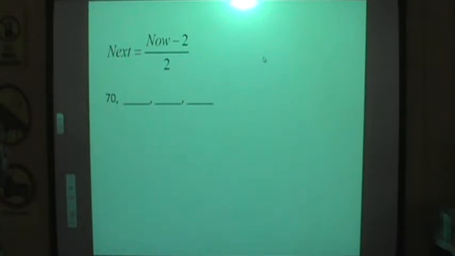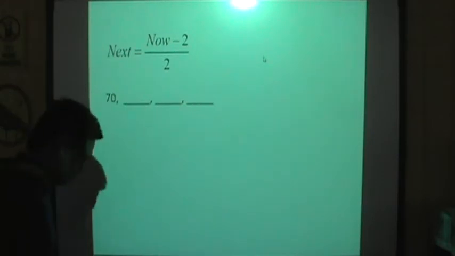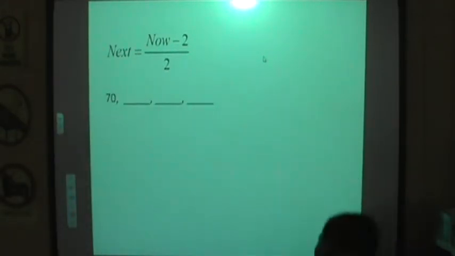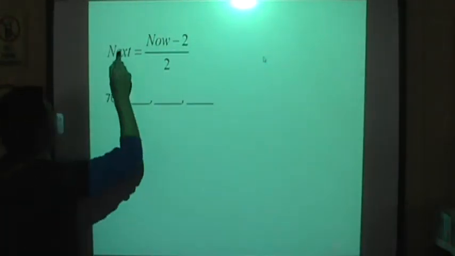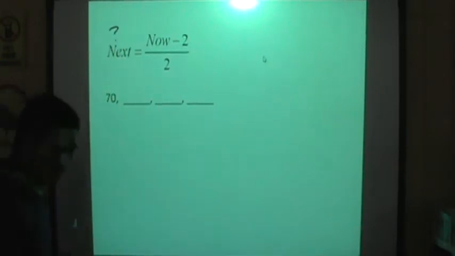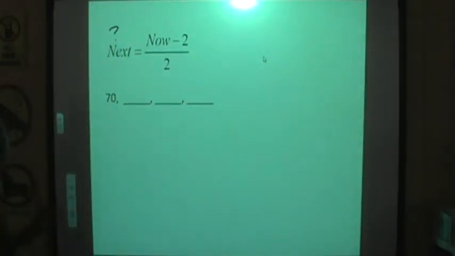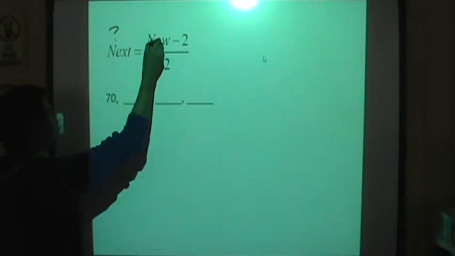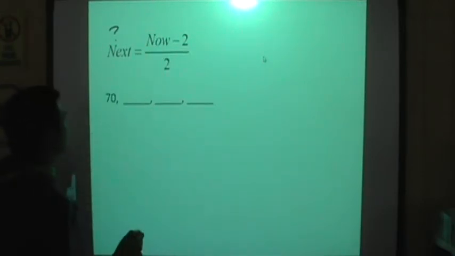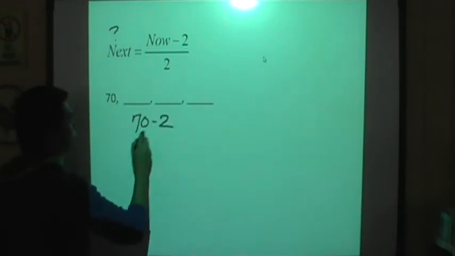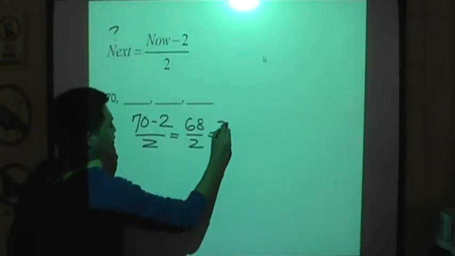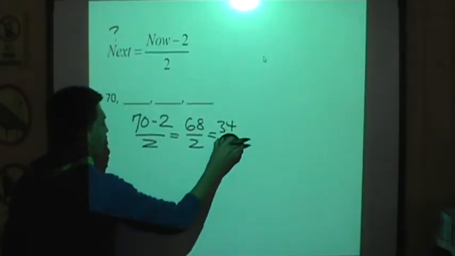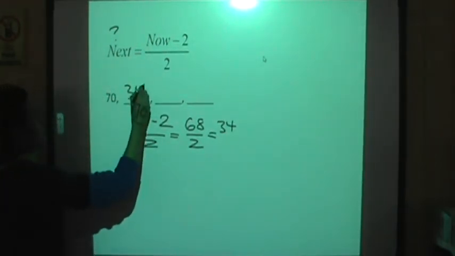Now, this is going to be super easy. Again, for this problem, our job is to find the next numbers. What would be the next numbers? So that's our job. Now, given the number now, which is 7, you just plug it in to now, and that would be 70 minus 2 divided by 2, and that's 68 divided by 2 is 34. Okay, so now we have 34.